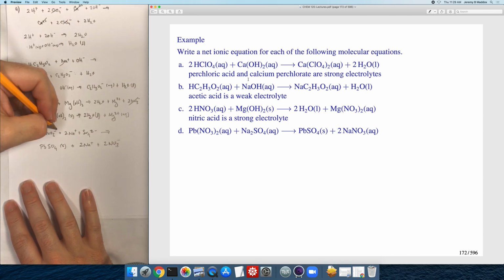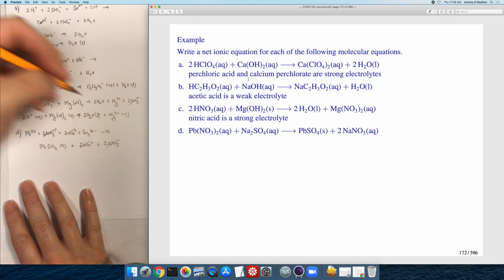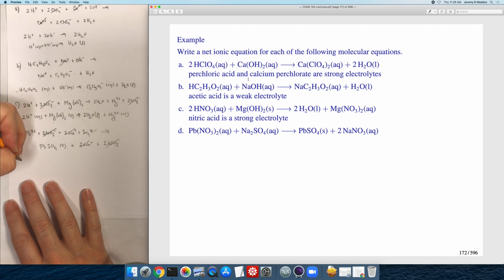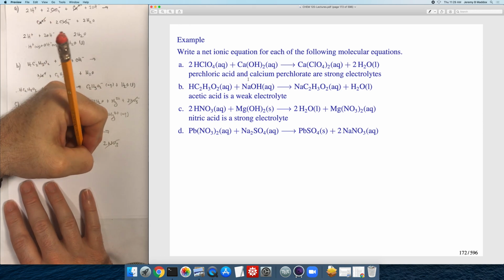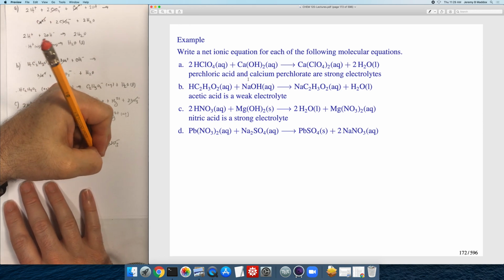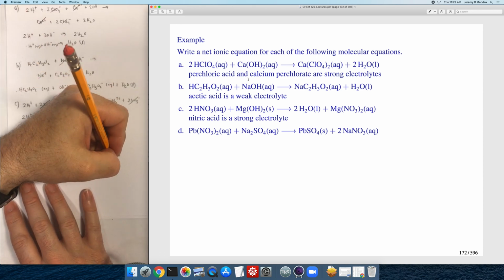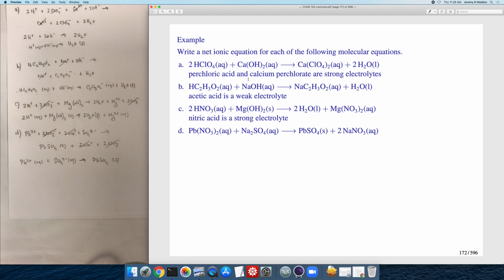We've got some spectators here. Those cancel out. And the essential chemistry is lead ions reacting with sulfate ions to form an insoluble precipitate, lead 2 sulfate. Okay, so that's the net ionic equation for a precipitation reaction.